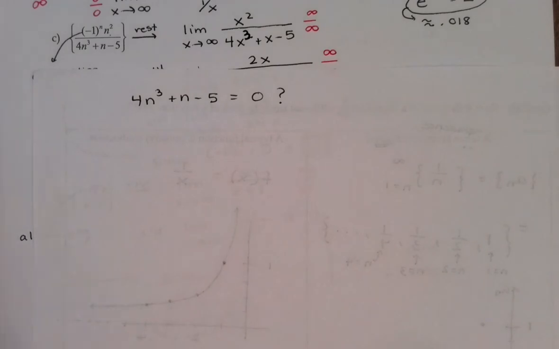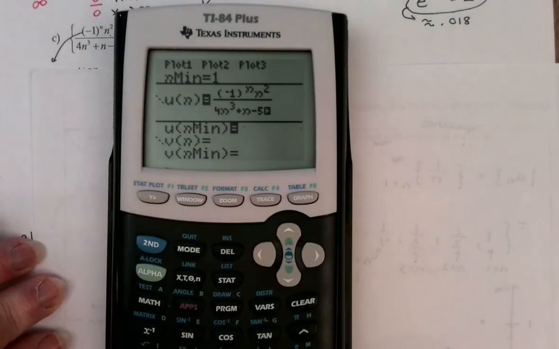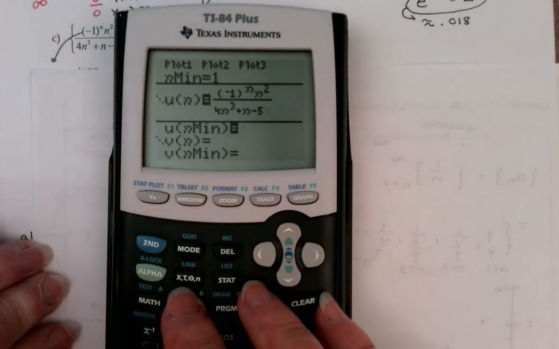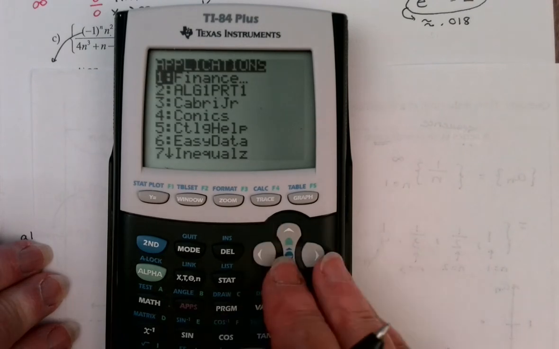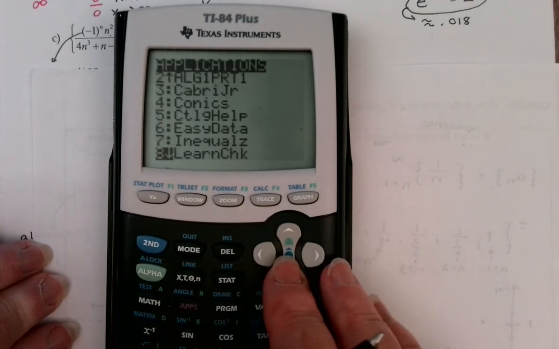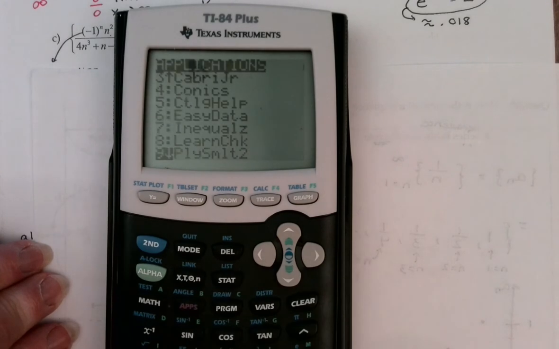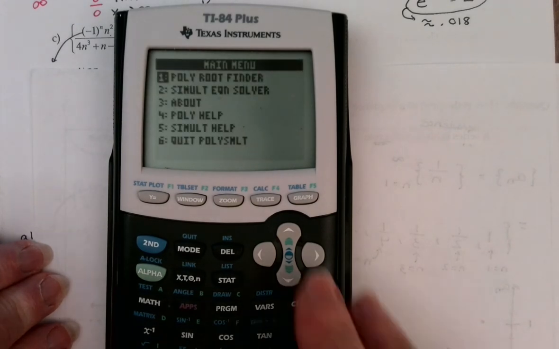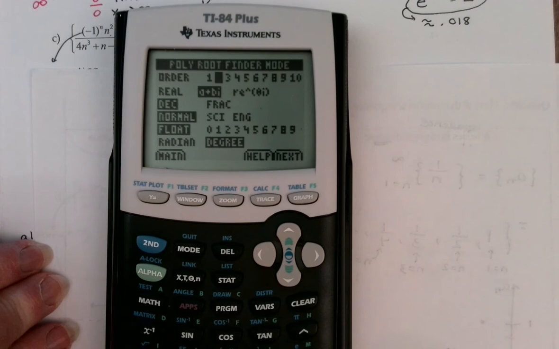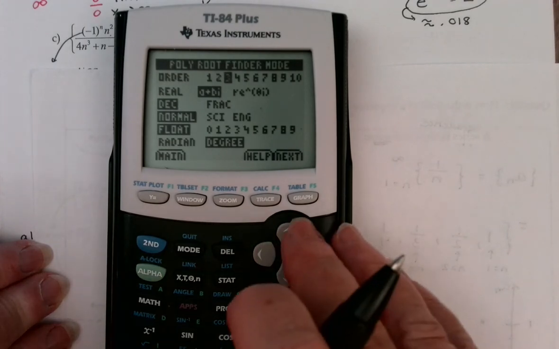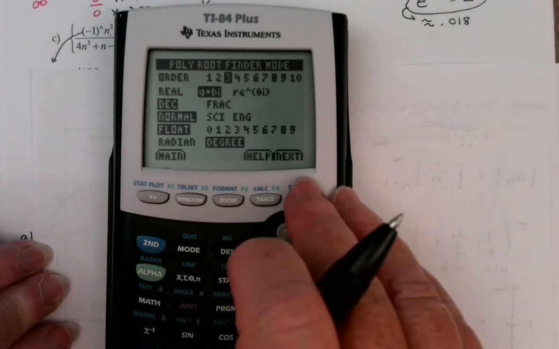I'm just going to use my calculator to figure that out. I'm going to go into my Polynomial Solver. This was a third order equation, and everything should be fine there. I'm going to go to next.